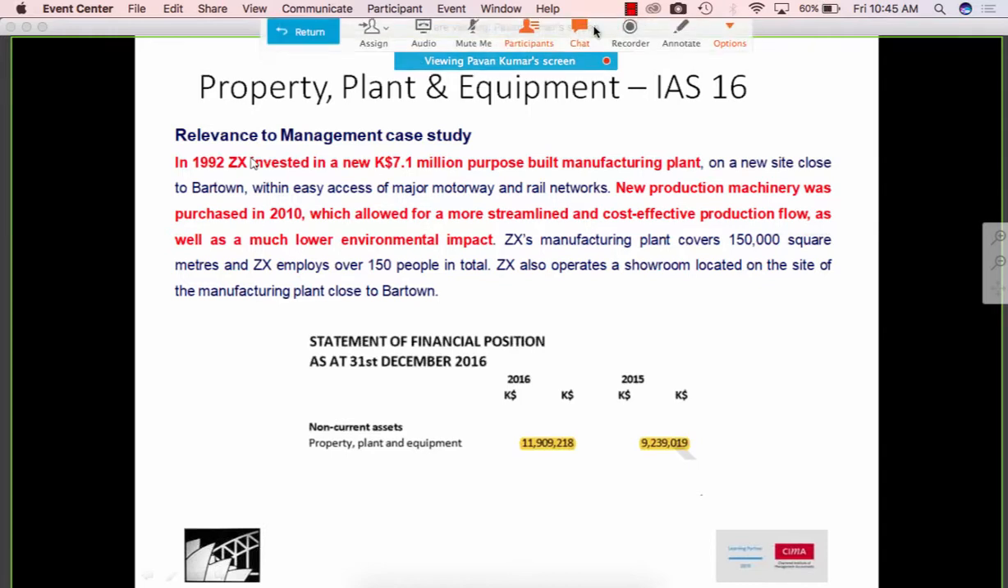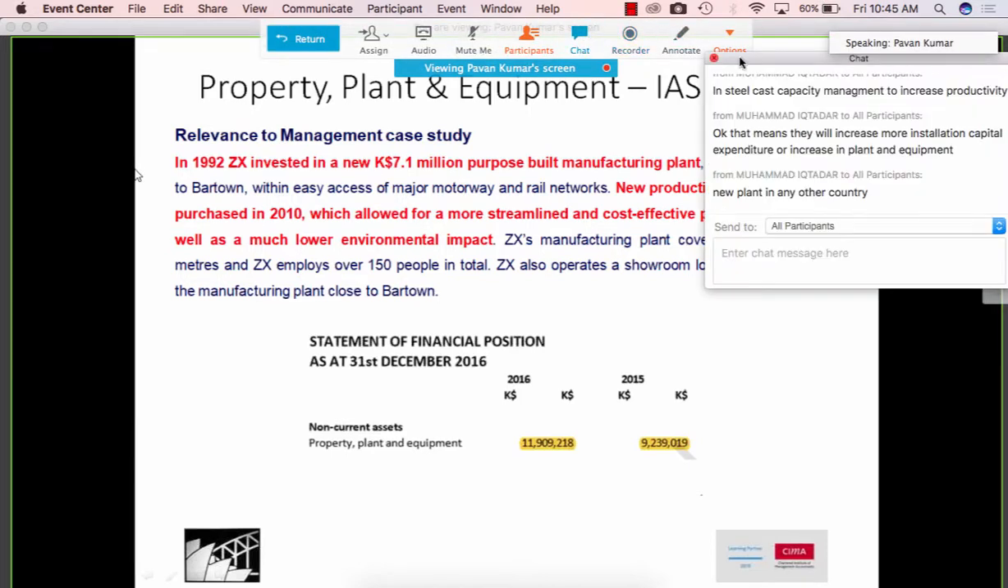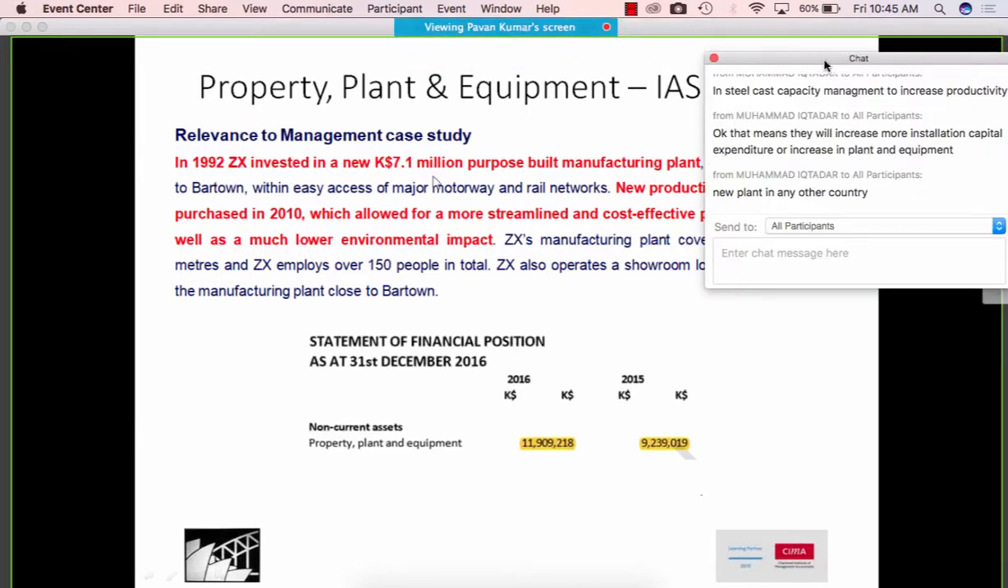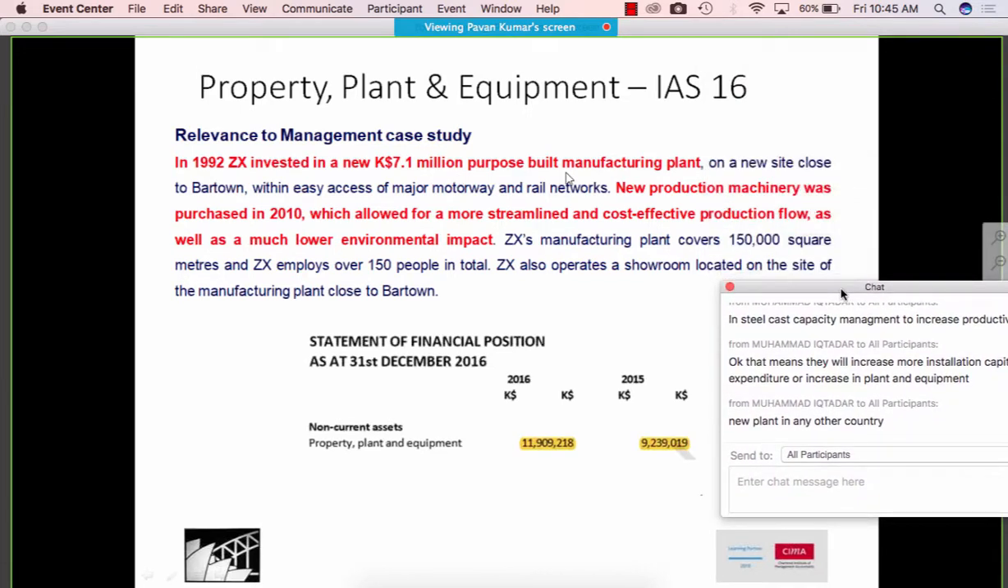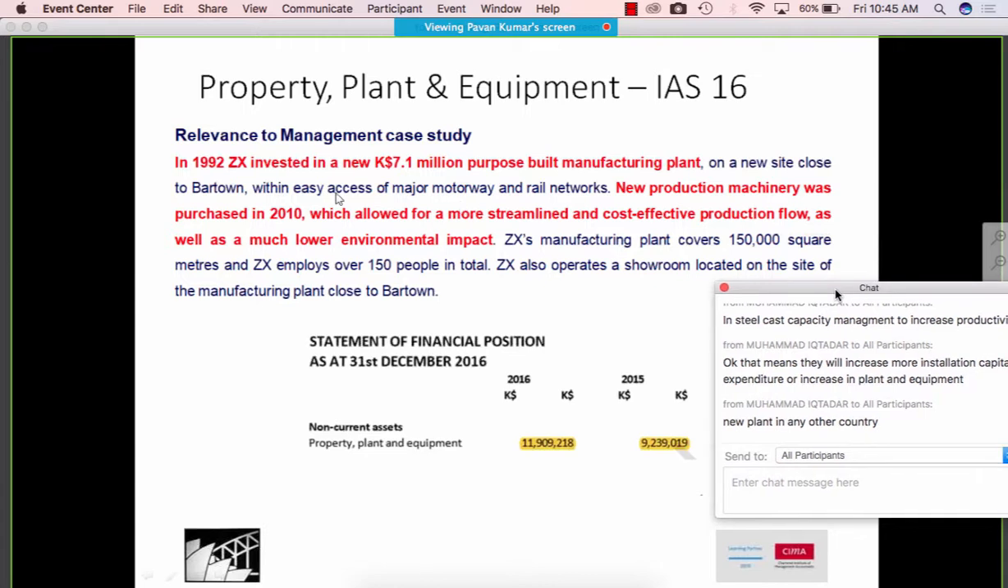Now, relevance to the management case study. In 1992, ZX invested in a new $7.1 million purpose-built manufacturing plant on a new site close to Bartown with easy access to major motorway and railway networks. New production machinery was purchased in 2010, which allowed for a more streamlined and cost-effective production flow as well as a much lower environmental impact. So these are the points that I put in the previous slide.